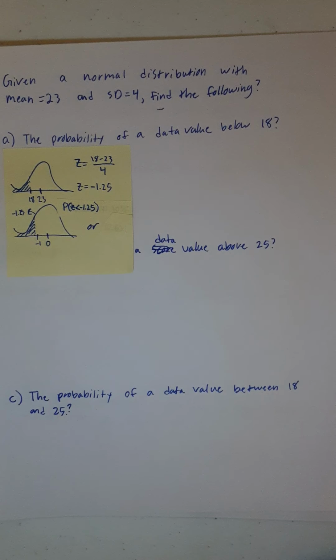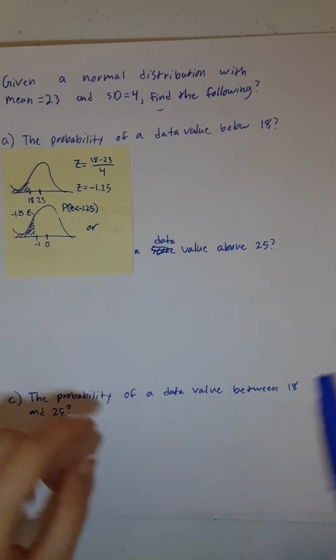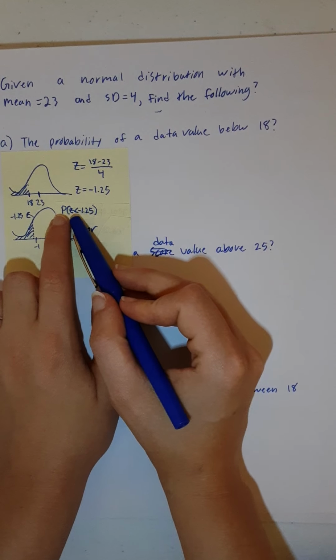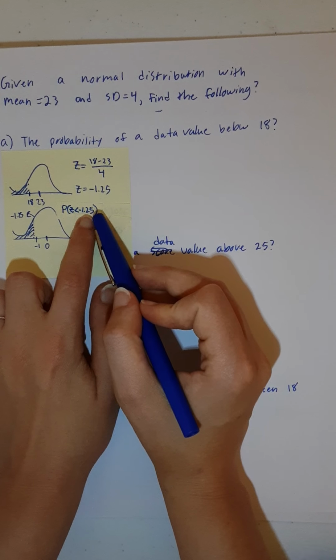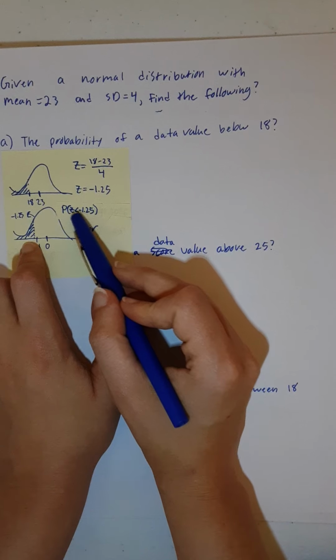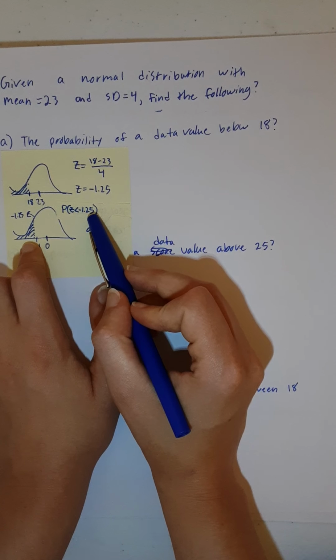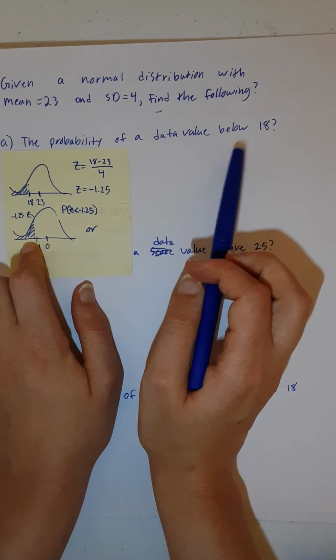So now I can rewrite my problem using some math notation. This says, what is the probability of z being less than negative 1.25? So what's the probability that we have a data value that has a z-score less than negative 1.25? This is really equivalent to what this question is saying.